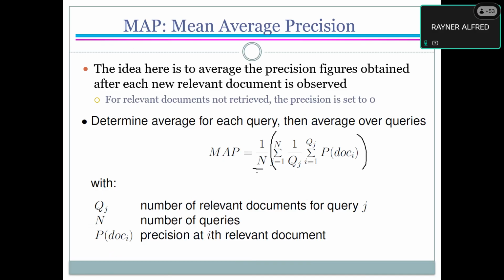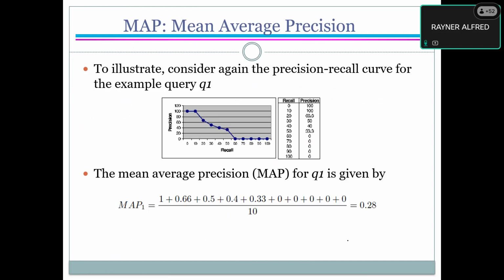And also we are looking at, for each of the query, we will look at the number of relevant document that we have. Okay, so Qj is the number of relevant document for query j. And basically we are summing up the precision value. Okay, how do we apply this formula? Okay, for example, like this. So area under the curve can be represented using the mean average precision.